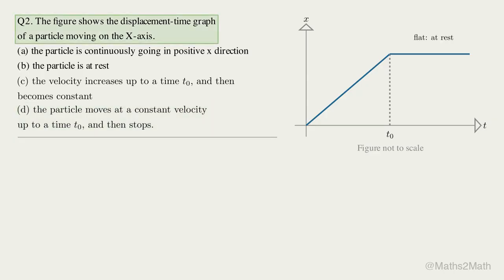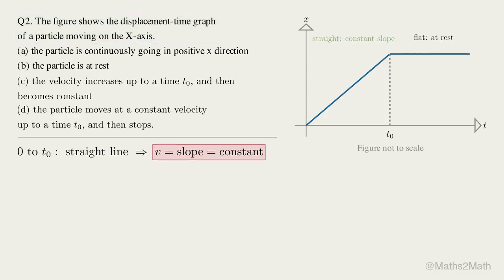What does this mean? On an xt graph, the slope is the velocity, so we read the slope piece by piece. Up to t0 the graph is a straight line through the origin. The slope is one fixed value, so the velocity is constant, not increasing. After t0 the graph is flat. X stops changing, so the particle is at rest from then on.